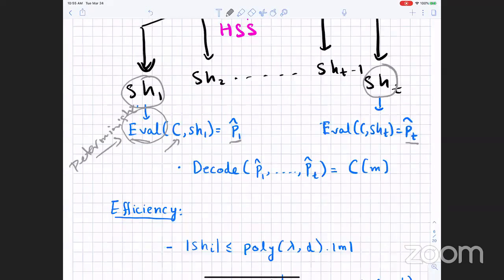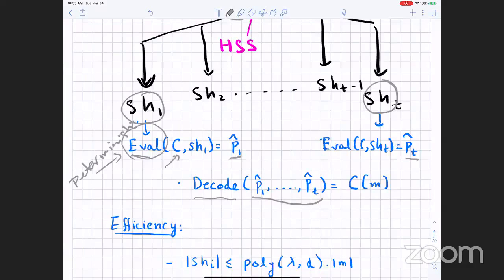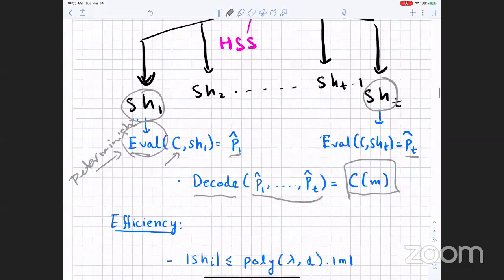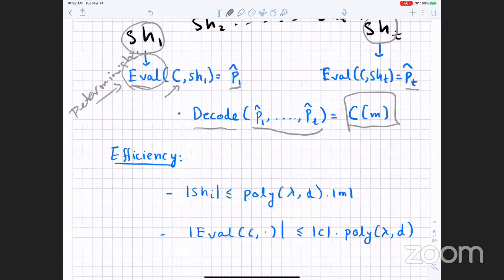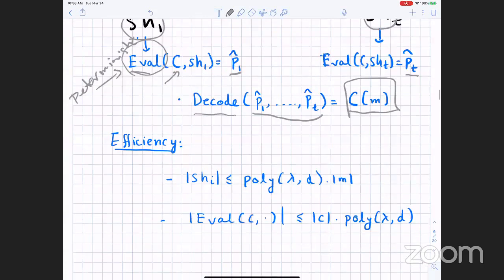Then once you have all these evaluation shares P1 to PT, you can run a decode algorithm, which is also part of HSS, and it's a relatively simple procedure. And then you can recover C of M. So that's the functionality. Now there are also some efficiency properties, which are only going to be used in our scheme to argue compactness. But nevertheless, let me tell you what they are.